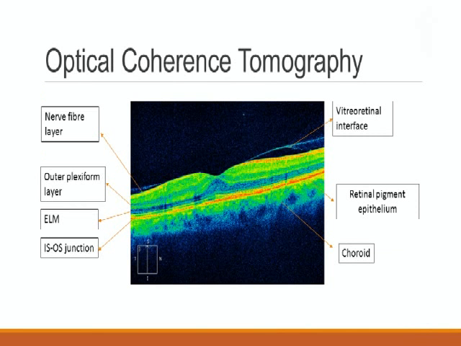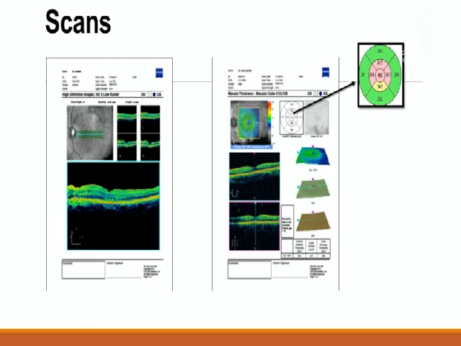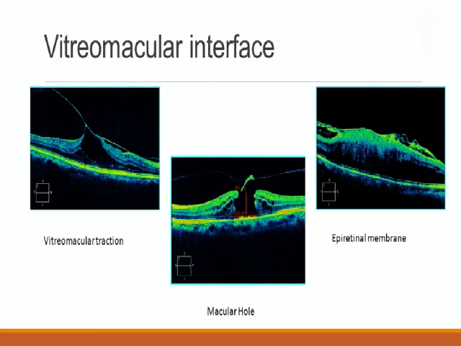Optical coherence tomography, as we all know, is based on the partial coherence interferometry principle. It gives us a detailed view of all the layers of the retina, like the vitreoretinal interface, nerve fiber layer, outer plexiform layer, ELM, IS-OS junction, retinal pigment epithelium, and the choroid. It gives us a qualitative and a quantitative analysis of the macula. It gives us a very detailed picture of different types of vitreomacular interface disturbances, like vitreomacular traction, epiretinal membrane, or macular hole. In macular hole, we can also measure the different parameters by which we can calculate the indices of macular hole, and we can prognosticate the patient.